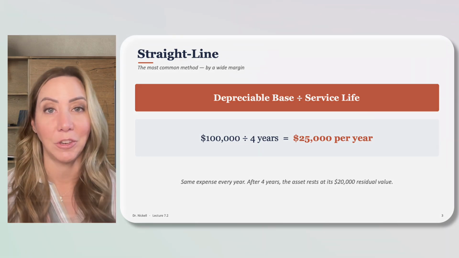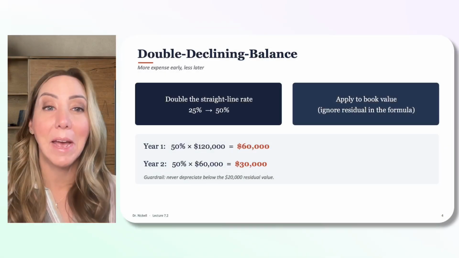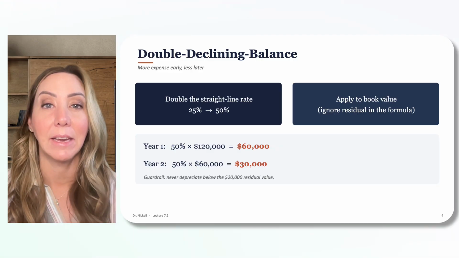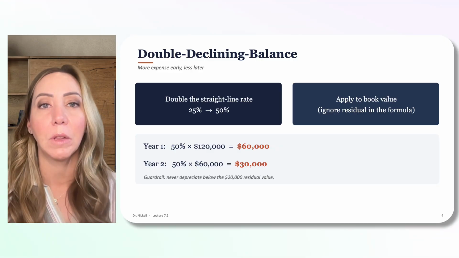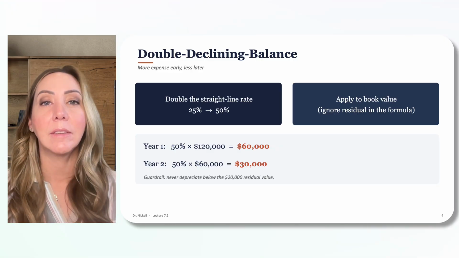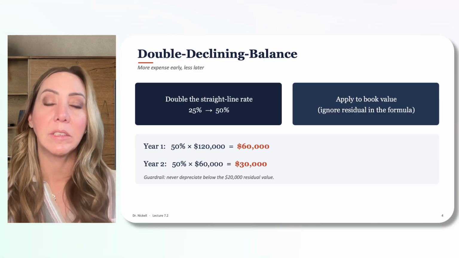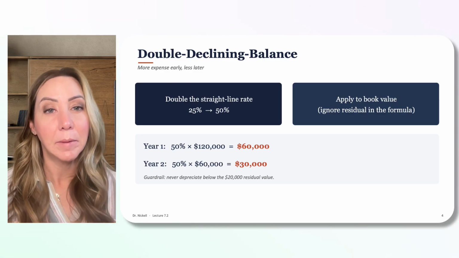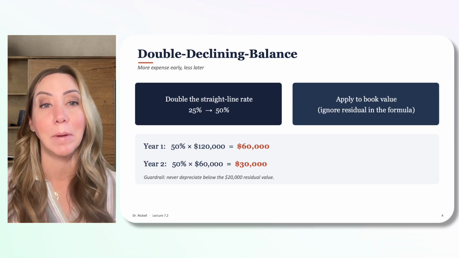That's straight line depreciation. Now, some assets give you the most benefit early in their lives and become less productive as they age. Think of a delivery truck that's more reliable when it's new. For those, an accelerated method makes sense. More expense in the earlier years, less later. The most common of the accelerated methods is called double declining balance.